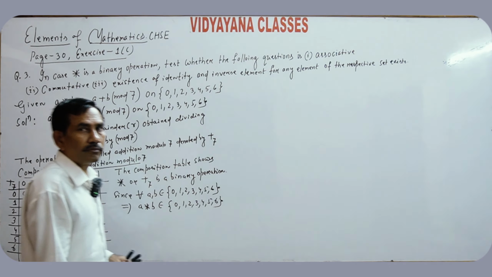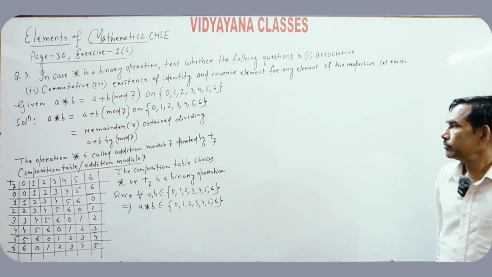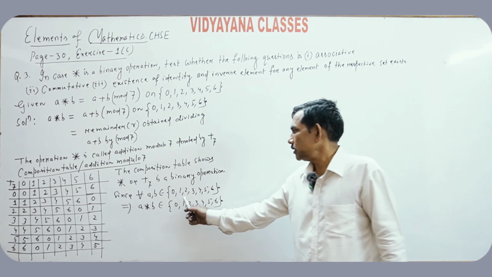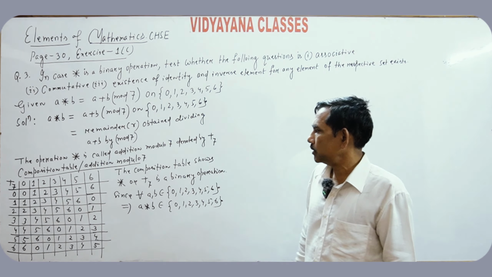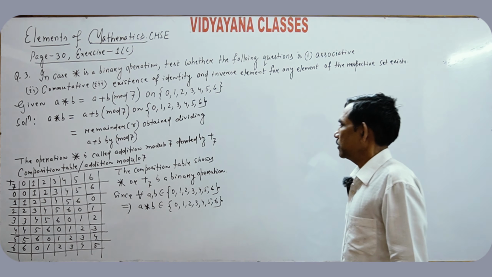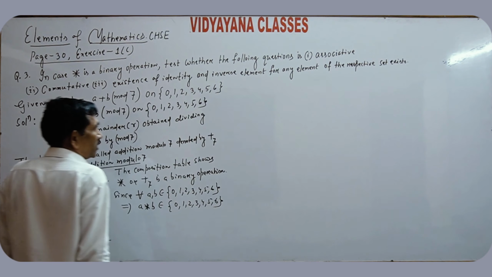Clear? The composition table shows star is a binary operation. Since A, B belongs to this set, A star B also belongs to this set. All elements belong to this set. Next we have to test associative.